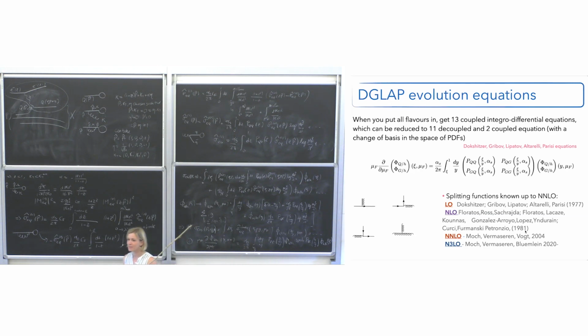Sorry? Yeah, no, in principle, yes. If you take a scheme in which all the quarks are massless, you have also the top. If not, you have 2 times NF, number of active flavors, plus 1, which is the gluon. Yeah, 13 is a kind of, I should have said 2 NF plus 1.